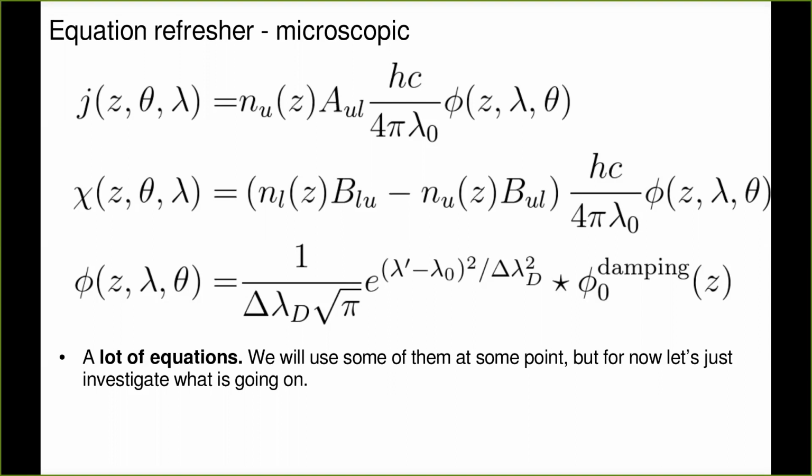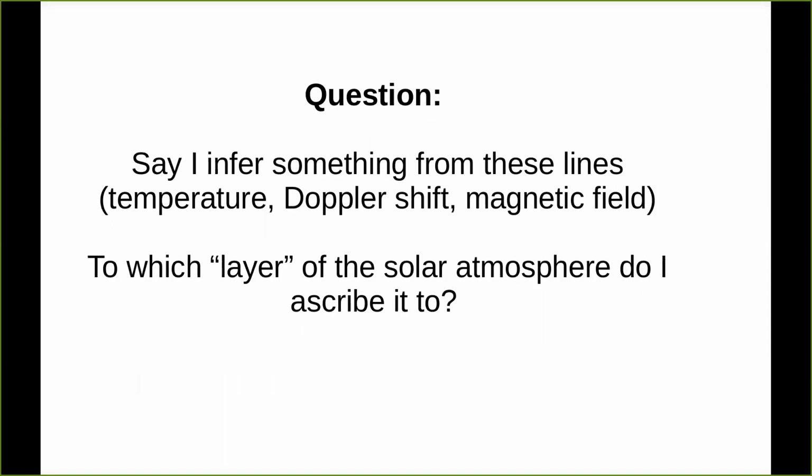Okay, so this is just a bunch of equations to tell you how complicated these things are. As I said, you don't need to know them by heart. Eventually, if you start doing this, you'll learn them by heart. But of course, we won't do theoretical problems where you need to derive these things. So our question is basically what I said before: we infer something from the spectrum. To which layer of the solar atmosphere do I ascribe this quantity? Do I say I'm measuring chromospheric velocity, or photospheric velocity, or temperature minimum velocity, or something like that?